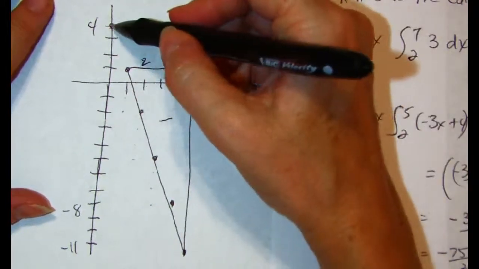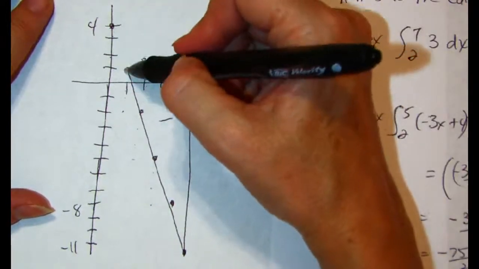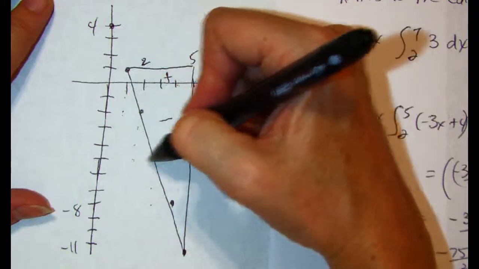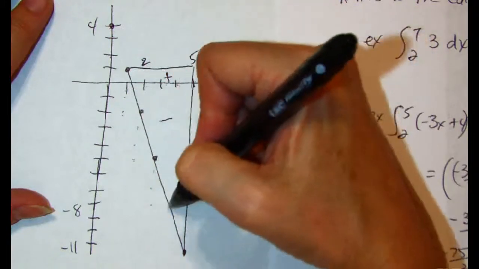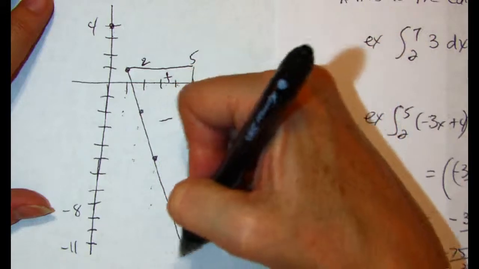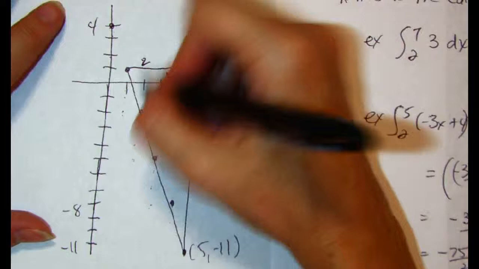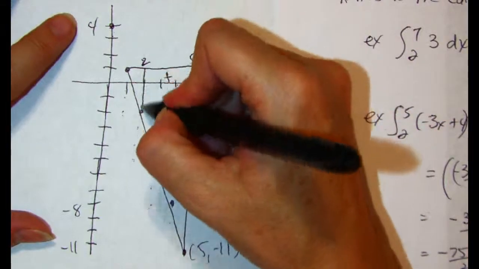So I'm here at 4, then 1, 2, 3 over 1, and again 1, 2, 3 over 1, repeating that each step. So I'm at 5, negative 11 here. So actually, here we go, from 2 to 5.